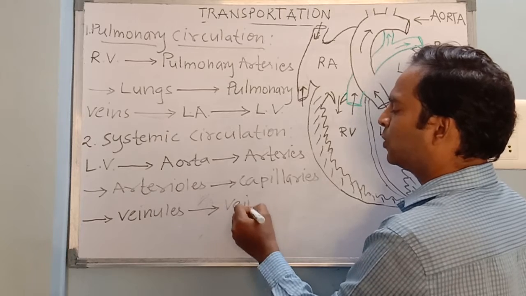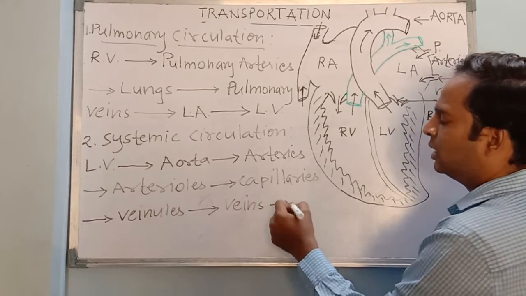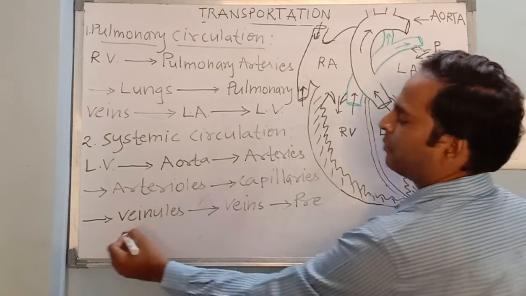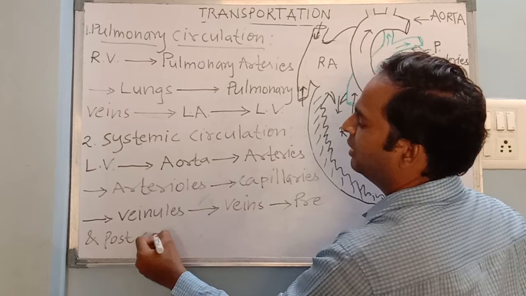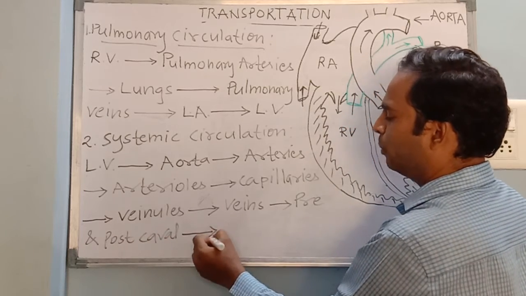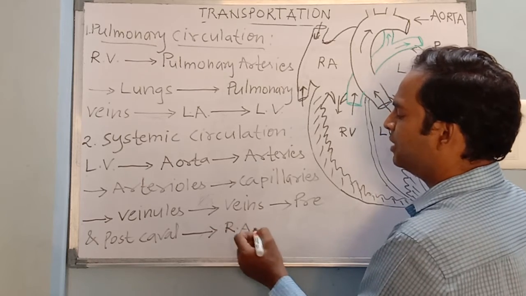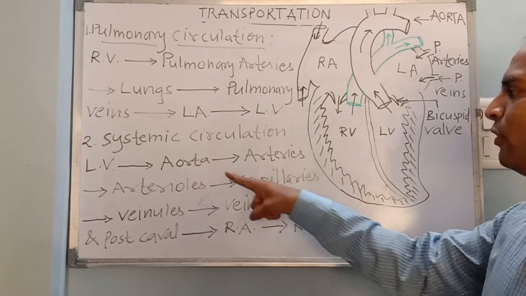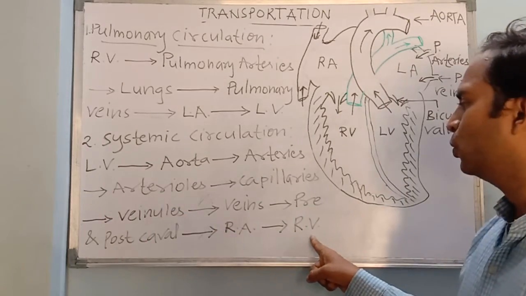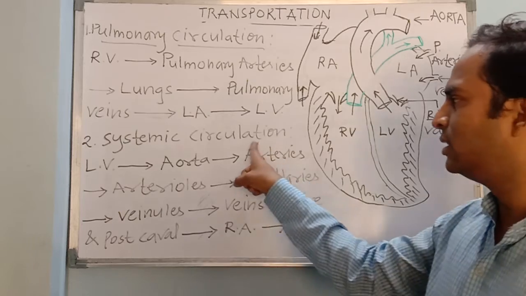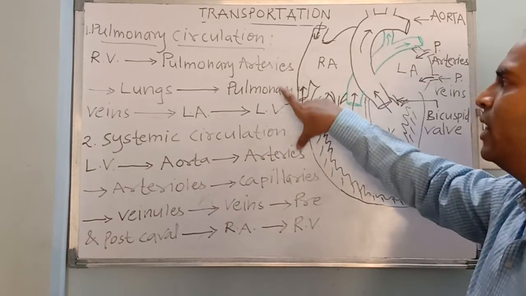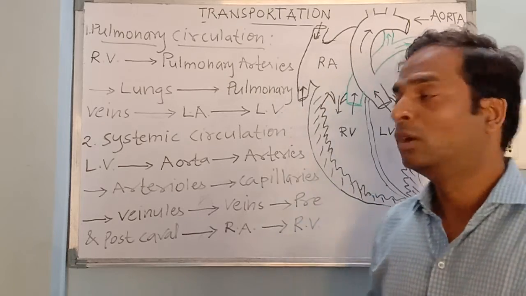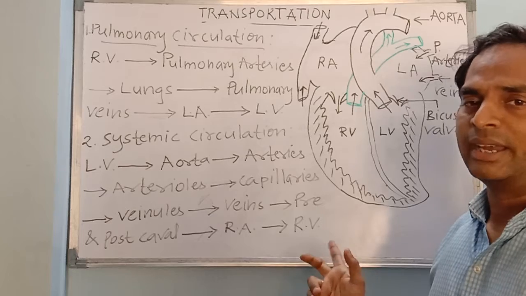Venules unite together and form veins, and all the small veins open into the largest veins of the body, which are the precaval and postcaval. Now these pre and postcaval will open into the right atrium, and finally blood will reach the right ventricle. So this entire flow of blood from the left ventricle to the right ventricle is known as systemic circulation, and these two circulations together form double circulation. I hope now you got an idea what is the meaning of double circulation, how blood flows from the left side to the right side and vice versa.